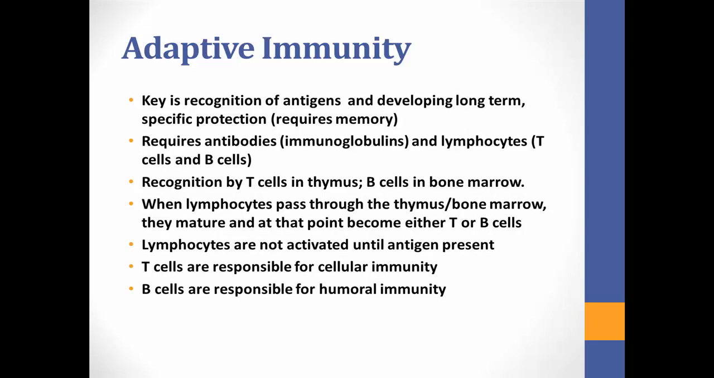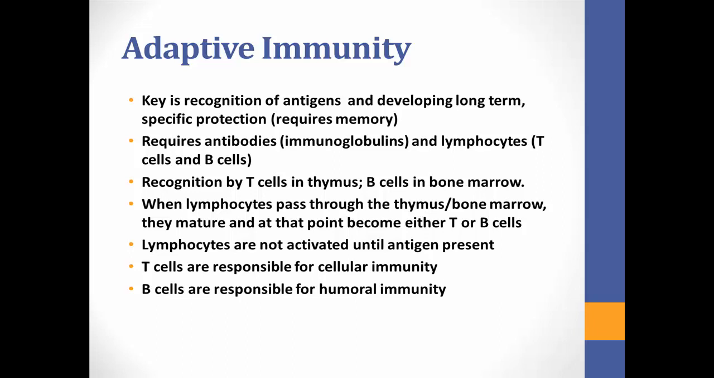When we think about adaptive immunity, the key to adaptive immunity is the ability to recognize antigens and develop that long-term protection to a specific antigen. So again, this is a major difference between that innate immunity of inflammation and adaptive immunity, which is very antigen specific. Adaptive immunity requires antibodies, immunoglobulins, as well as lymphocytes, the lymphocytes being T cells and B cells.